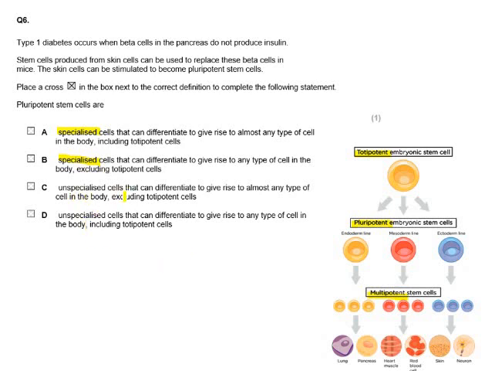Next one: unspecialized cells that can differentiate to give rise to almost any type of cell in the body, excluding totipotent cells, whereas D is the same answer, except this time we're saying that it can become totipotent cells. Now, pluripotent stem cells cannot turn back into totipotent cells naturally, so C must be the correct answer. They can differentiate into any of these, but they cannot go back to make totipotent cells. Only totipotent cells can turn back into themselves and also form extra-embryonic cells.